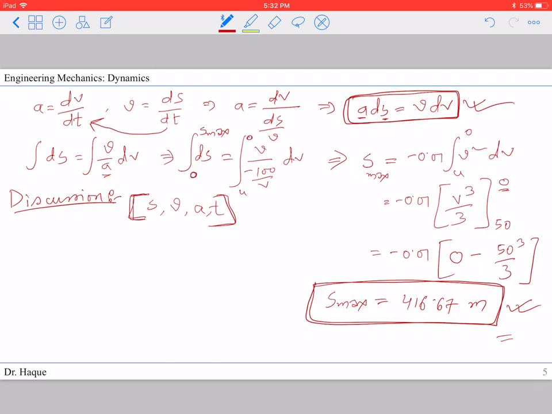Now in this problem, the acceleration was given as a function of velocity, right? So what if the acceleration was defined as a function of time, or as a function of distance or displacement? What should be our approach to solve the problem?